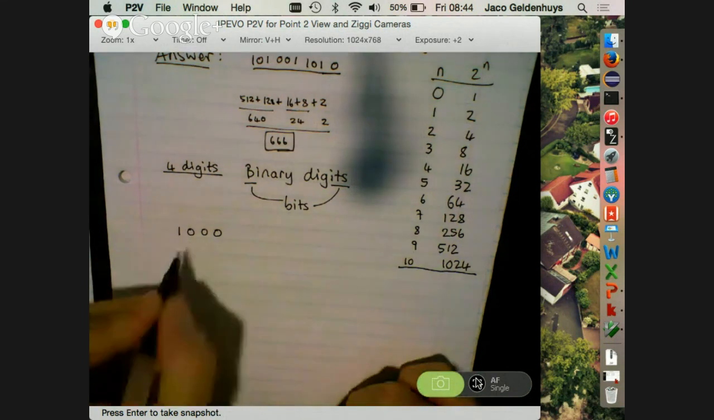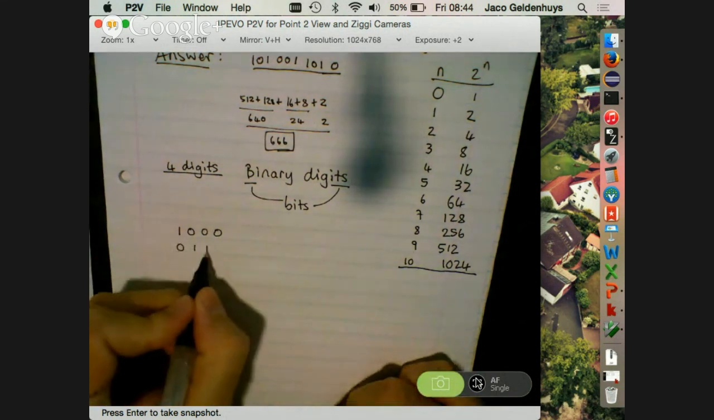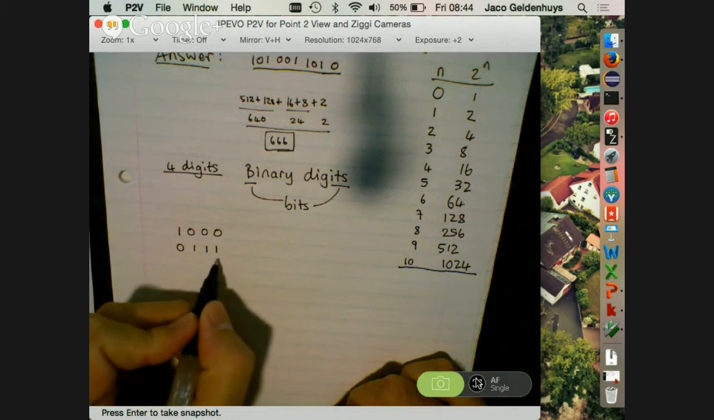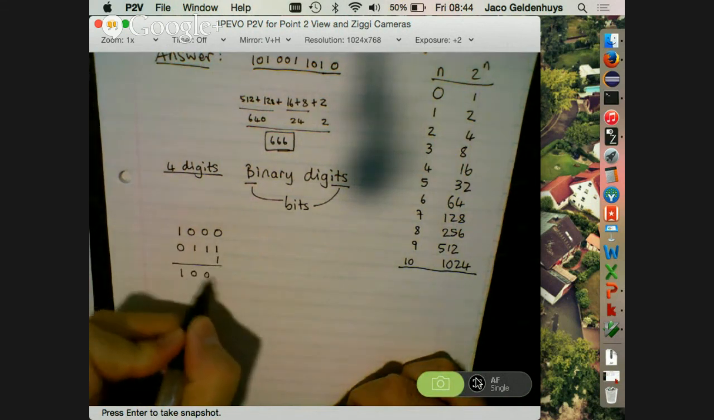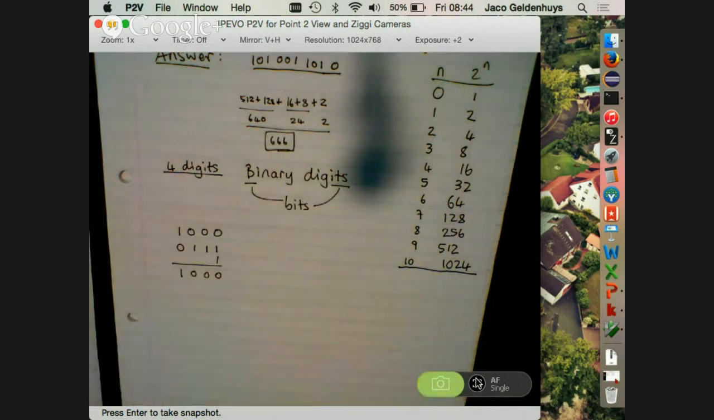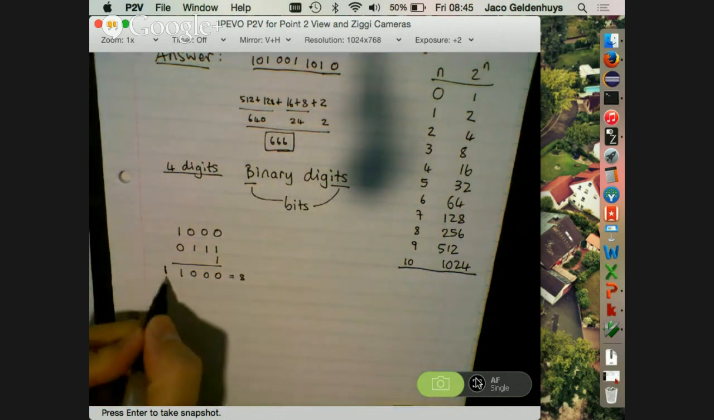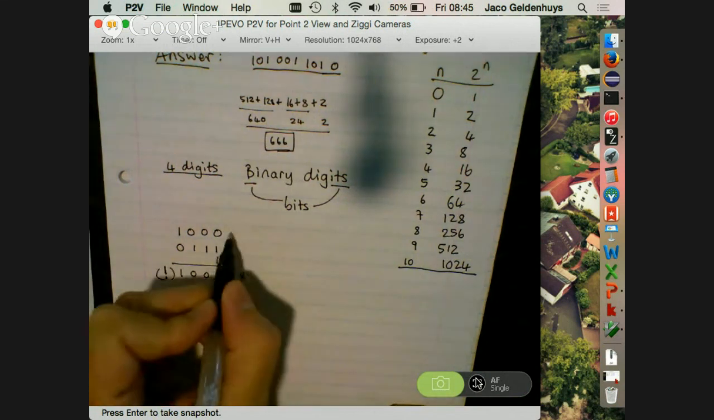I flip the bits, 0, 1, 1, 1, and I add 1. Now I'm back to 1, 0, 0, 0. But if I just interpret this as a positive 4-bit number, I'll know that this is 8. Although I'm cheating here. So that must be minus 8.